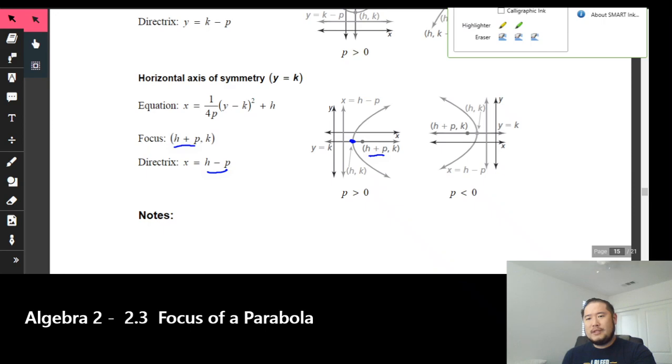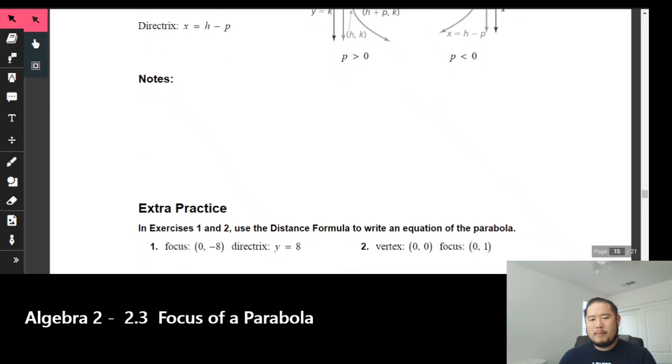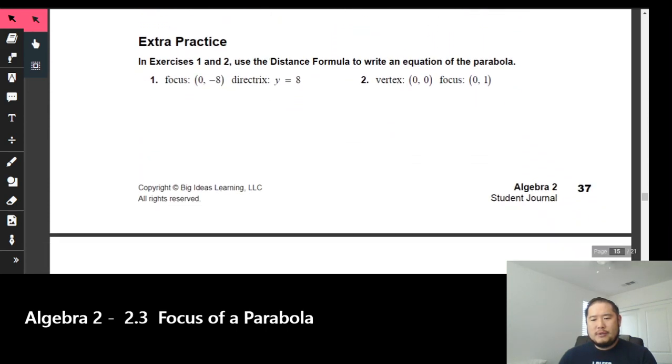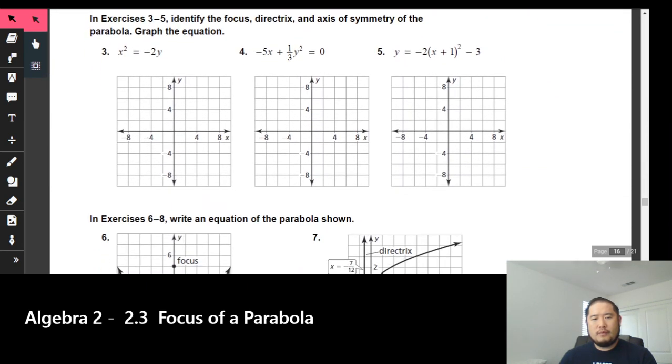So let's try to make a little bit more sense of this with some examples. We're not going to do numbers 1 and 2, but let's go ahead and move down to number 3. So we're going to start off right here. It says identify the focus, directrix, and axis of symmetry of the parabola. I look at number 3 right here. Several things should pop out. Remember, look for what variable has the exponent. Is it going to be x or is it going to be y? If x has the exponent, then it's going to be a parabola that's either going to be going up or down.